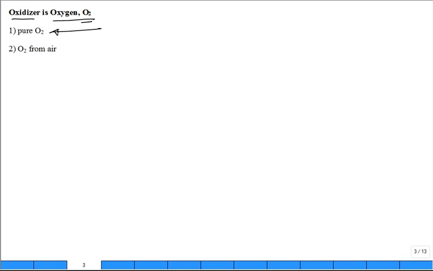But that's very expensive. We like to combust things in our automobile engines. Where do we get the oxygen from? We get it from the air. So we ingest the air. Why do we ingest the air? Not for the nitrogen.